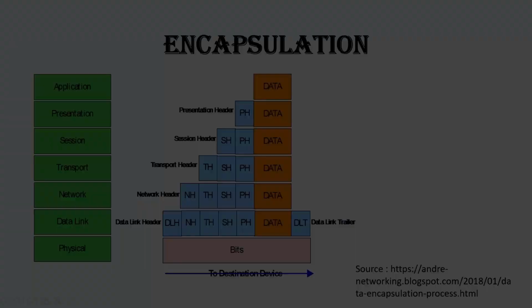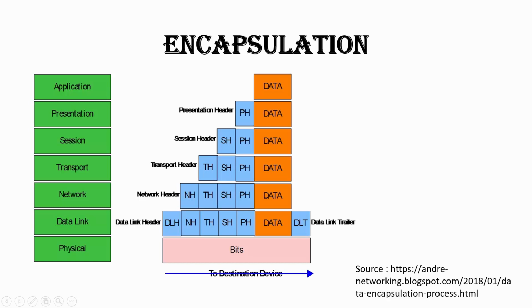So now let's just talk a bit about encapsulation. It is the process by which data is transferred from one layer to the other. Now in the process, each layer adds its own header to the data. So as you can see in this image, first we have data, then in the presentation layer a header is added to it, then in the session layer another header is added, in transport layer another one is added, and so on till the physical layer where the whole data is known as bits and it is transferred to the destination device.